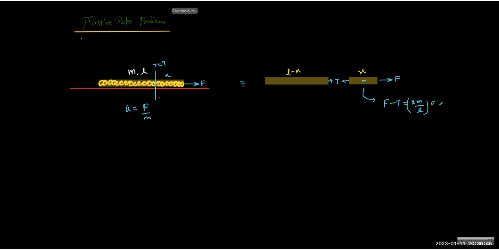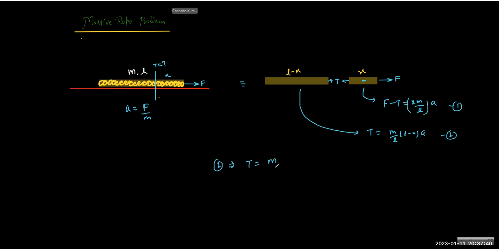So mass into acceleration, right? And what about this part? What is the laws of motion? Tell me, Rugved, what is the answer for this part? T equals (L minus x) into M by L into A. And luckily we know the answer for A, so I can use this answer directly because I need T only, so I can choose either equation. So I'll choose equation 2.